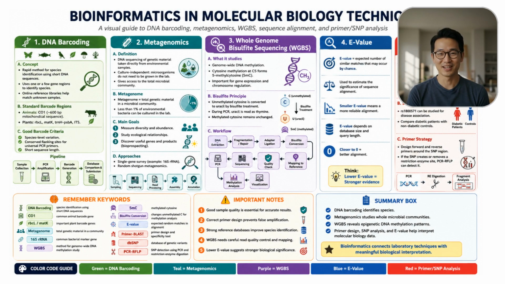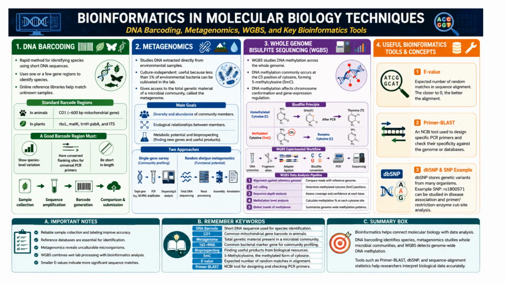Metagenomics aims to measure diversity and discover new genes. WGBS reveals epigenetic regulation. eValue helps determine sequence significance. Primer design and SNP analysis are crucial for studying genetic variation. Metagenomics goals include studying diversity and ecological relationships. WGBS is a technique for whole genome DNA methylation analysis. Useful bioinformatics tools include eValue, Primer-BLAST, and dbSNP for sequence interpretation.